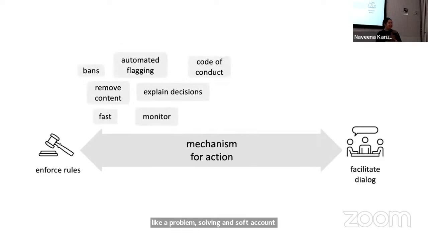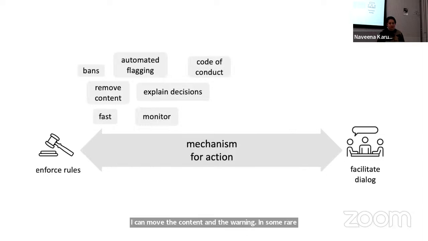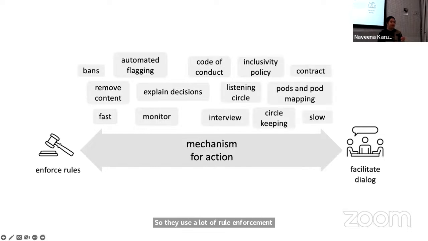The other axis along which they differed a lot was their mechanisms for action. On one end of the spectrum, the moderators really cared about rule enforcement as their main mechanism for action. They often moderated communities that had predefined rules. When someone violated those rules, the moderators would remove the content or send a warning. In some rare cases, they would ban that person from the community. They usually had a predefined process for deciding which to choose, maybe something like three strikes and you're banned. They used a lot of rule enforcement. Sometimes they also used automated tools, such as ones that ban specific keywords.